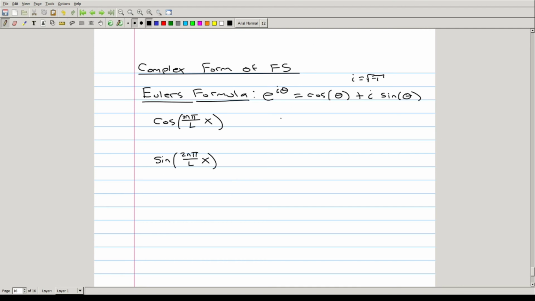And so using Euler's formula, we can get that for any theta, cosine of theta is going to be e to the i theta plus e to the negative i theta over 2, and sine of theta will be e to the i theta minus e to the negative i theta over 2i, 2 times i.